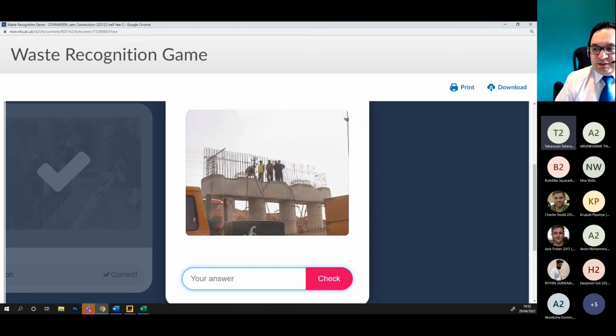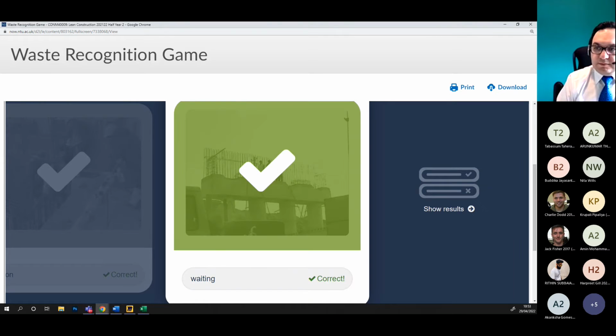So it is waiting, and this yellow guy here is the head engineer. I don't know what he's doing up there. So unused skills is also correct. And you can also say motion as well for the last one, because look at this guy. Motion is also true, but mainly what we can see in this photo is waiting, waste. All right.